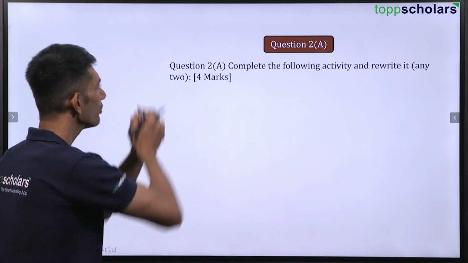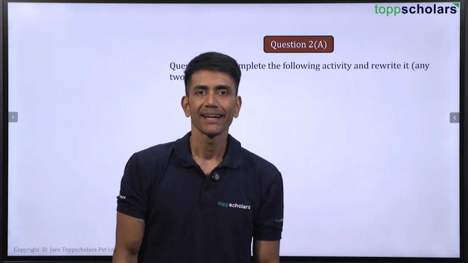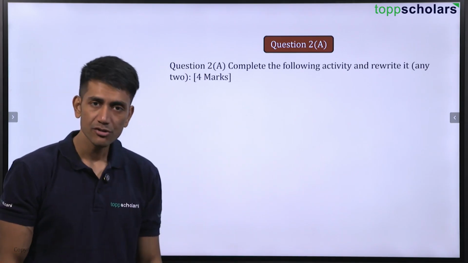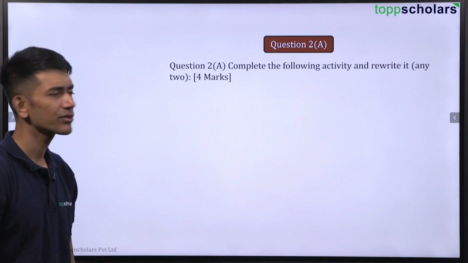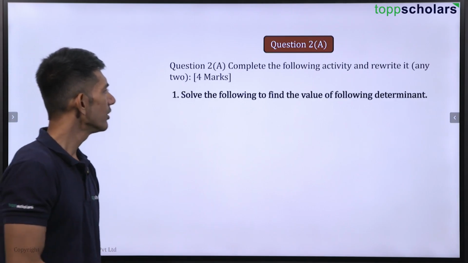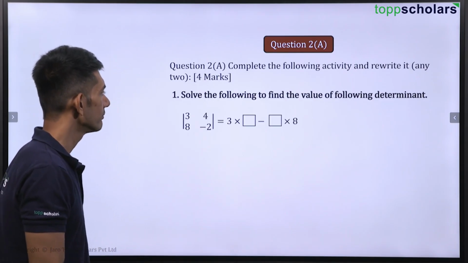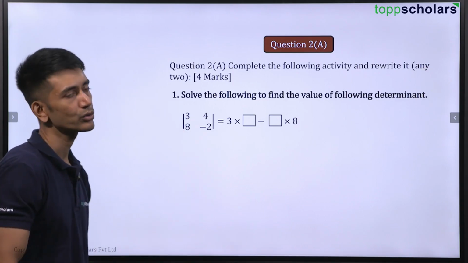So now we are going to move to question 2A. And question 2A carries 2 marks each. And here we have an activity based question, very simple. The question says solve the following to find the value of the following determinant. So this is simple, isn't it? A determinant is given. We are supposed to solve this.